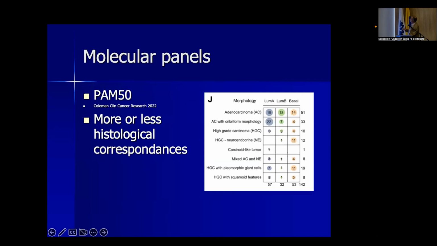Continuing on these molecular panels, they have some histological correspondence, not really very good, as you see here. For instance, the ductal adenocarcinoma is in luminal A, that is considered as a good cancer. That is not what we found earlier. And where is the neuroendocrine? It's there. The neuroendocrine carcinoma is in the basal type of prostatic carcinoma that is, according to the PAM50, also not a very bad cancer.